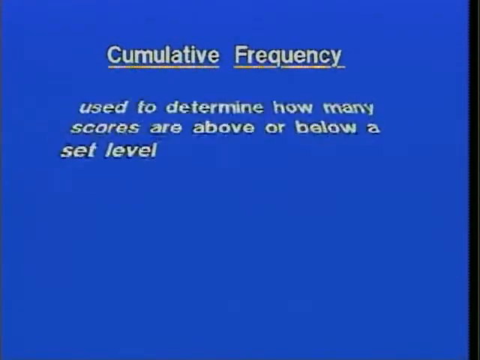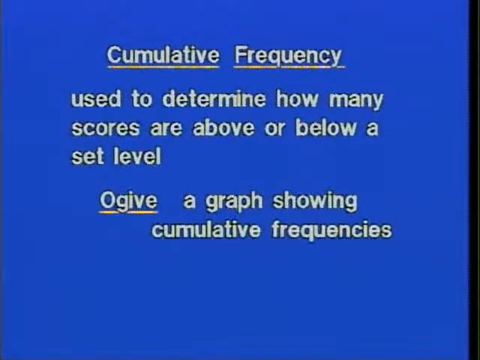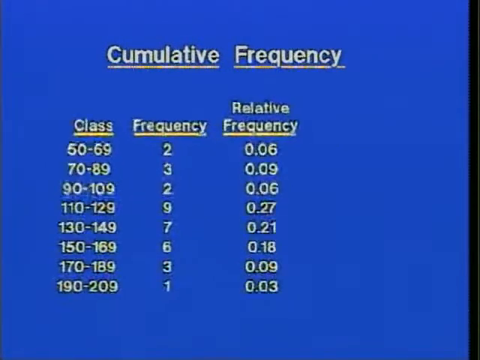Let's talk about cumulative frequency now. We are accumulating frequency. That's what cumulative frequency is all about. And it's used to determine how many scores are above or below some kind of set level. And then we're going to construct the graph of those cumulative frequencies, and that graph is called an ogive, a graph showing cumulative frequencies. Let's talk about how to calculate cumulative frequency first.